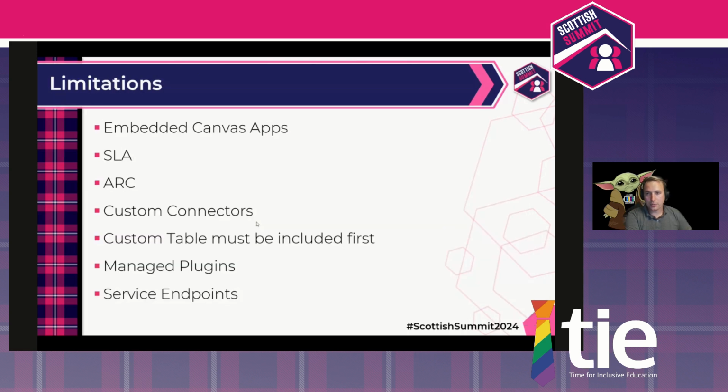There are some limitations for solutions, like embedded deployments, which is embedded canvas apps. They are not very good to deploy. SLAs and ARC, we have talked about custom connectors as well. Custom tables must be included first with all the components. Service endpoints are a bit hard to handle because the secret won't be exported, so you have to add them with a new step, a manual script basically.